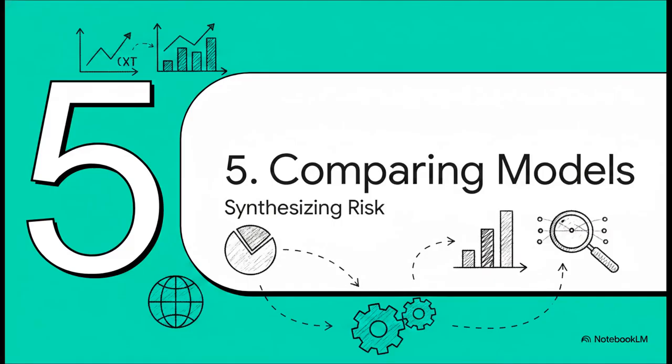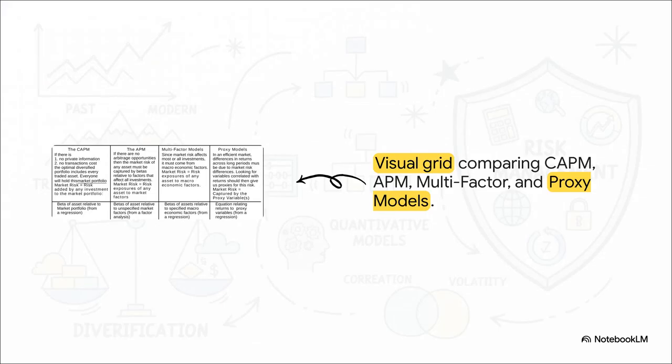Finally, Section 5, comparing the risk models and synthesizing it all. Now, what's really interesting about this slide is how it perfectly maps out the entire evolutionary timeline we just talked about. If you trace the lineage straight across, you start on the far left with CAPM's super elegant single market portfolio. Then you move right into APM's multiple but unspecified factors. Keep going to multi-factor models, which explicitly name those macroeconomic variables. And finally, way over on the right, you hit proxy models, which just bypass economic theory entirely.